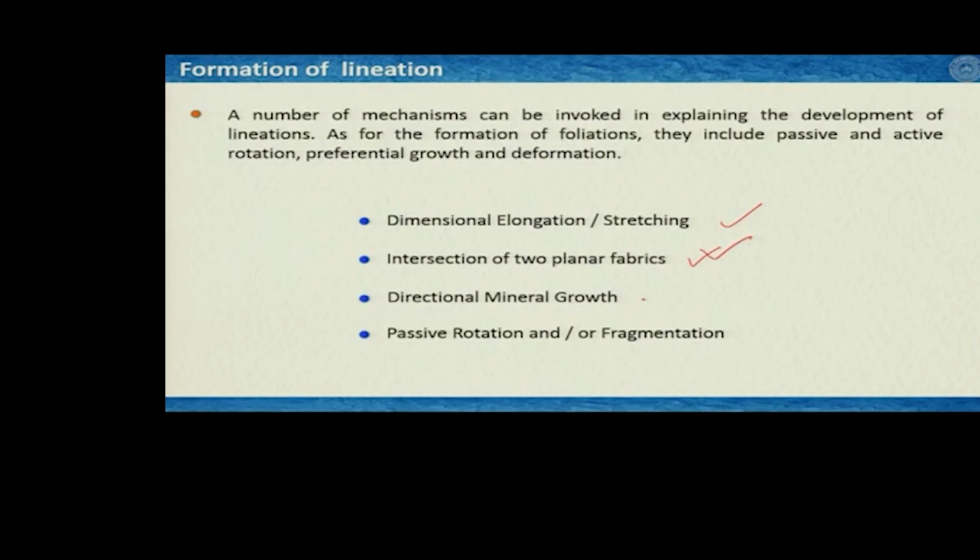And then directional mineral growth, and of course, this is formed passively. So, passive rotation and/or fragmentation of mineral grains or some oriented layers. So, these four are the basic mechanisms of the formation of lineations.